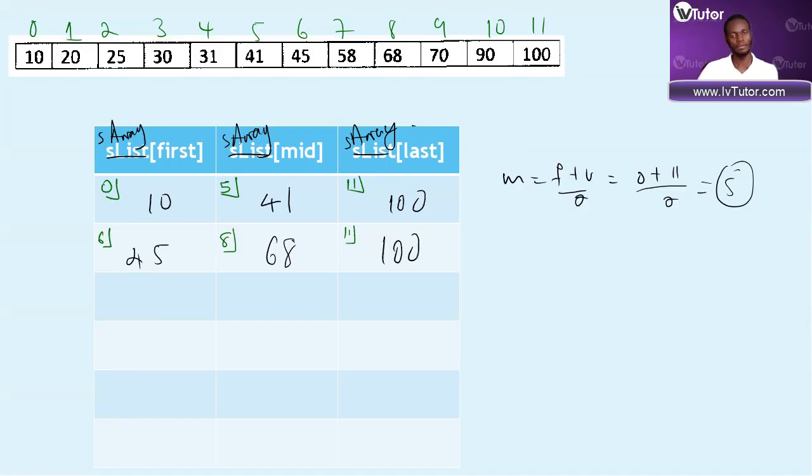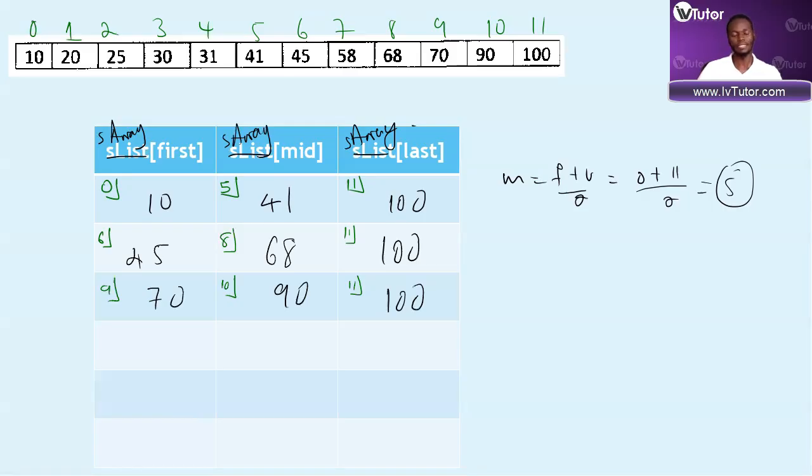Again, 100 is greater than 68, which means our first shifts up, which means our first becomes 9, mid plus 1. Last is still 11. 11 plus 9, that gives us 20. Over 2, we get 10. So 10 becomes our mid index. And if I fill in the values, we have 70 here. We have 90 here. We have 100 here.